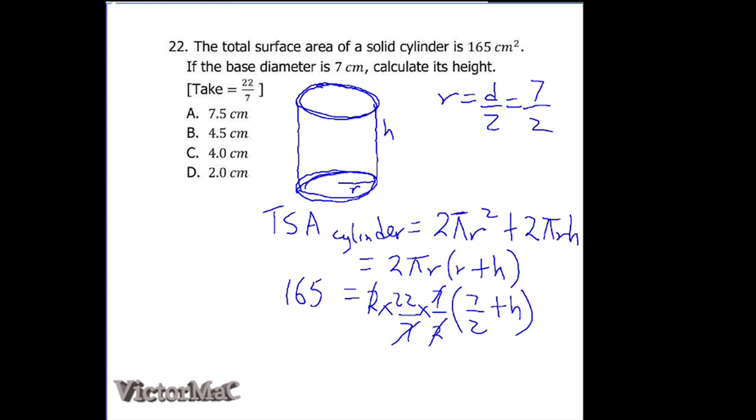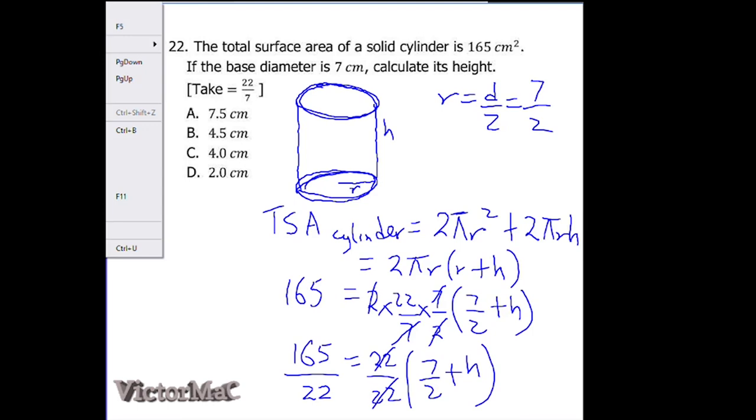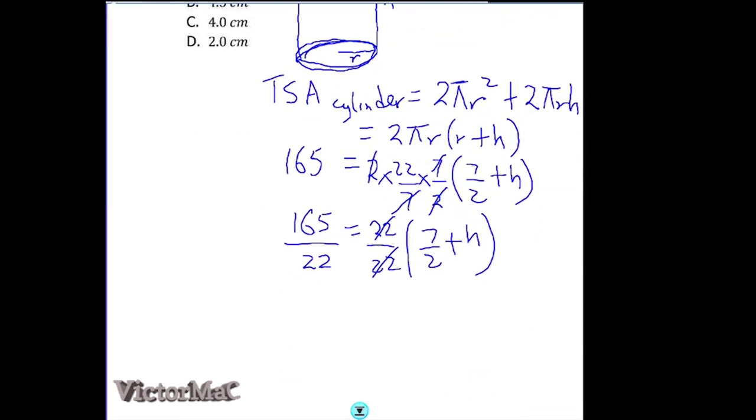It's to divide both sides by 22. So we divide them by 22 and also the 165 by 22. This cancels out this. So let's see. Extend our page. Okay, let's move downward. So we have 11 here is 2, 11 here is 15. That's 15 over 2 on the left, 7 over 2 plus h on the right.